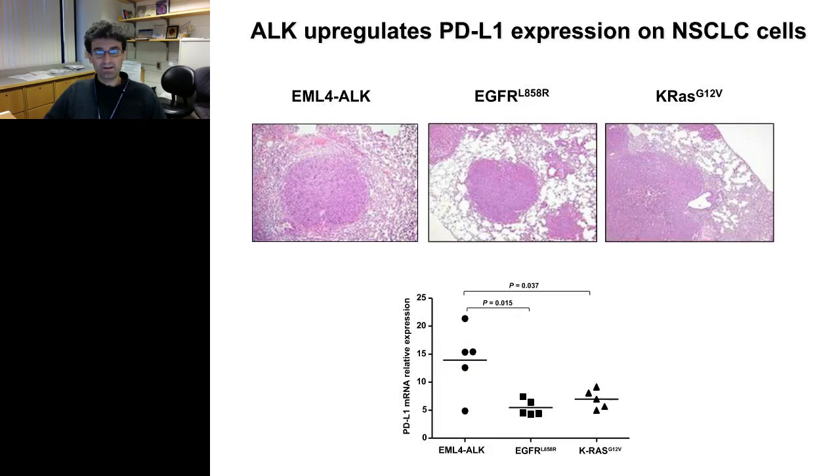First of all, we showed that ALK tumor, so this is an ALK tumor from our transgenic mice, compared to another model of EGFR mutated mice. EGFR is a typical mutation also in lung cancer, and KRAS mutated mice. Again, KRAS is a typical mutation in lung cancer. And we were comparing the expression of PD-1 ligand on the surface of these cancer cells, and we showed that ALK tumors express on average more than EGFR and KRAS tumors. So these were the basis to use anti-PD-1 ligand and PD-1 antibody to block this immune checkpoint.